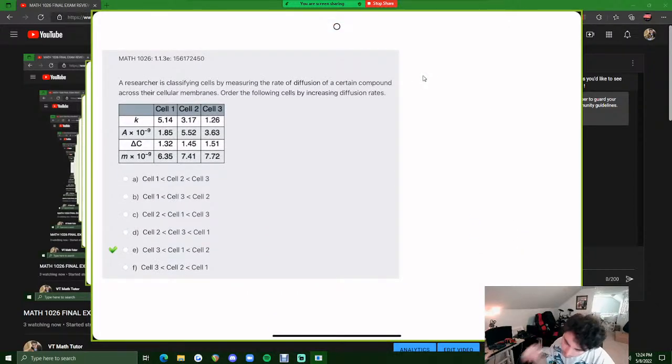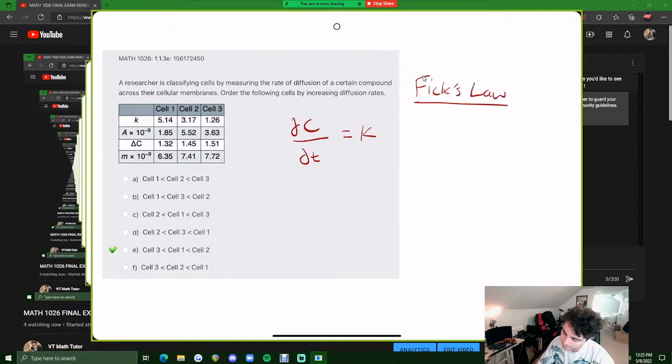All right, let's jump into a Fick's law related one. So Fick's law basically says that the rate of change, I'll just call it dc over dt, equals K. So Fick's law is the name of the differential equation that we want to use in this problem. So it's basically, I'll just call it dy over dt. I can't remember exactly what the outside is.